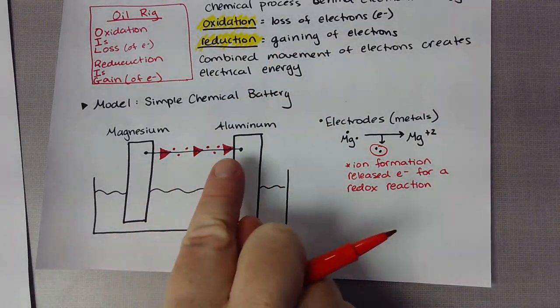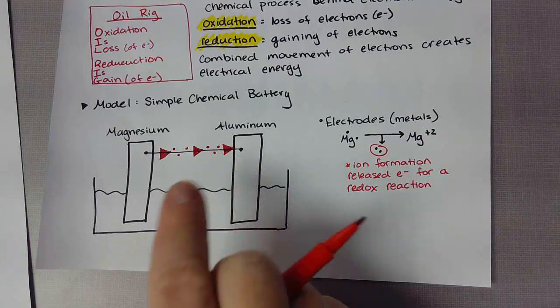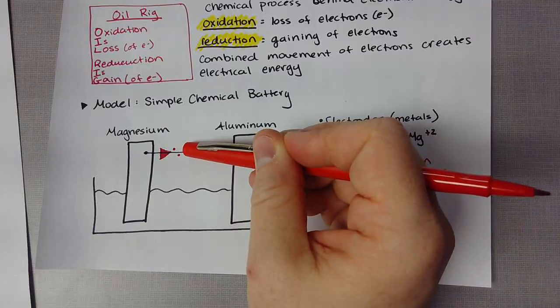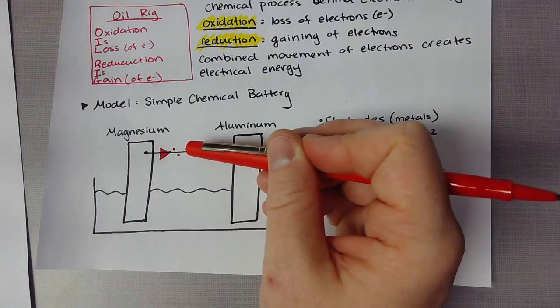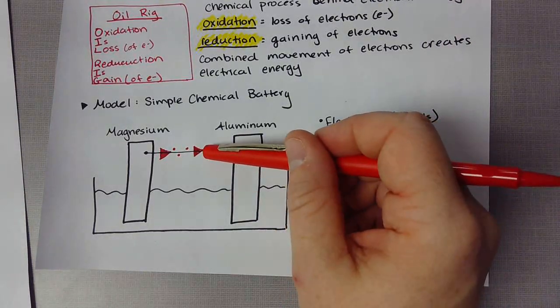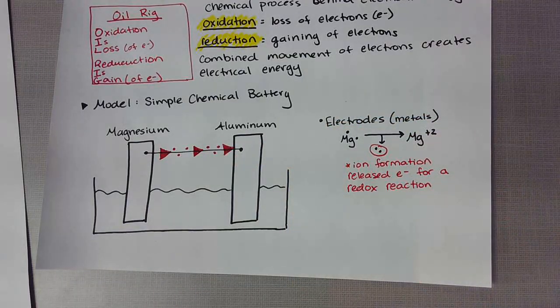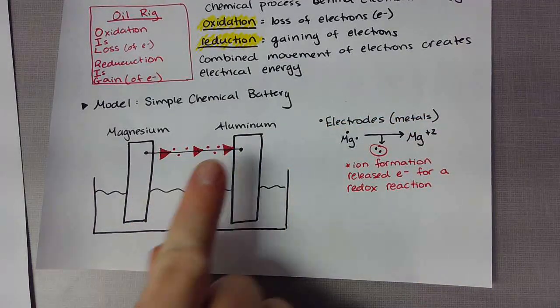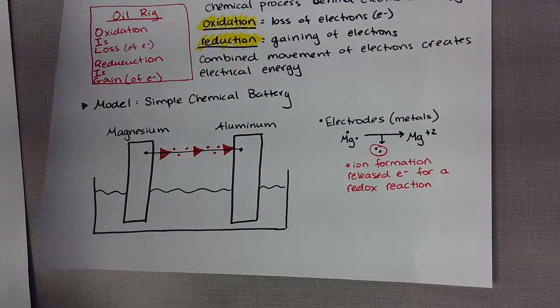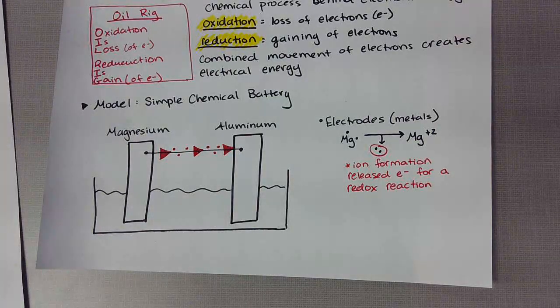Now, this flow of electrons can be quantified. If you wanted to just look at it qualitatively, what you could do is put a light bulb on this wire. When the electrons moved, the electrons would light up the light bulb. We will be attaching voltmeters to the wire, and we'll be able to quantify that electron movement. The more electrons you're moving, the more electrical energy you're going to make, the stronger your battery is going to be.